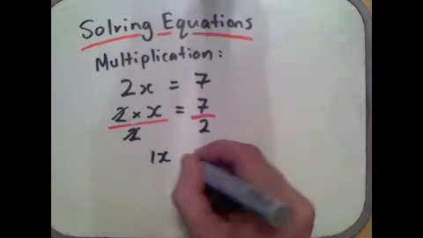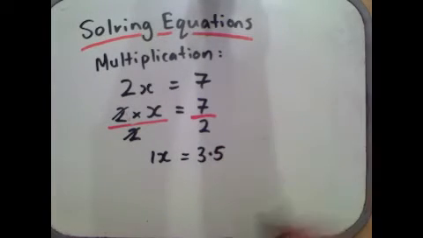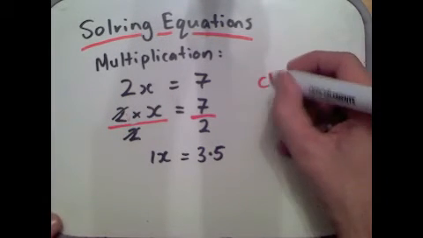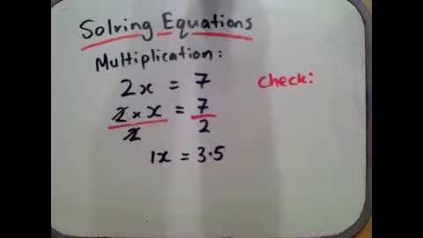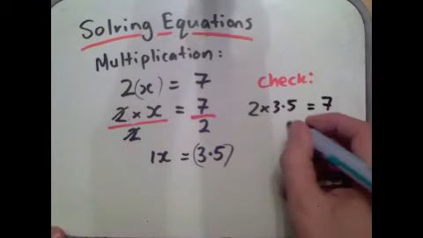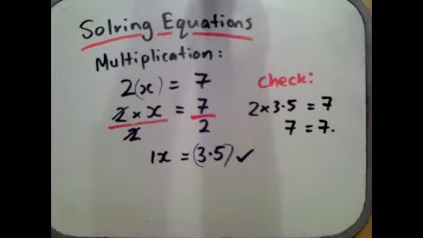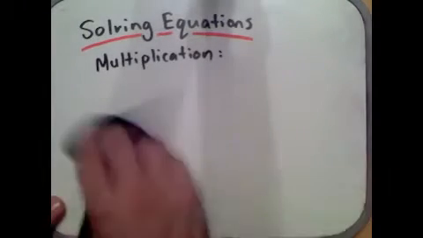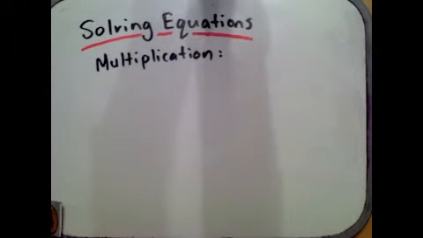What we do to one side, we do to the other side to balance it. So 1x is equal to 3.5. Again, we can check this by substituting it back into our equation. So we put 3.5 where the x is, and we get the left hand side equaling the right hand side, and it's correct. Alright, we'll look at another example here.